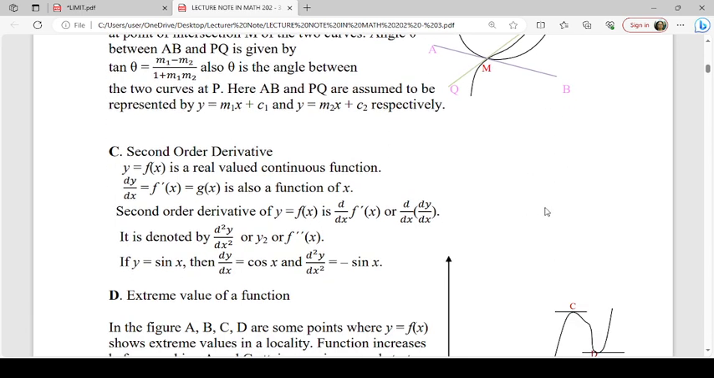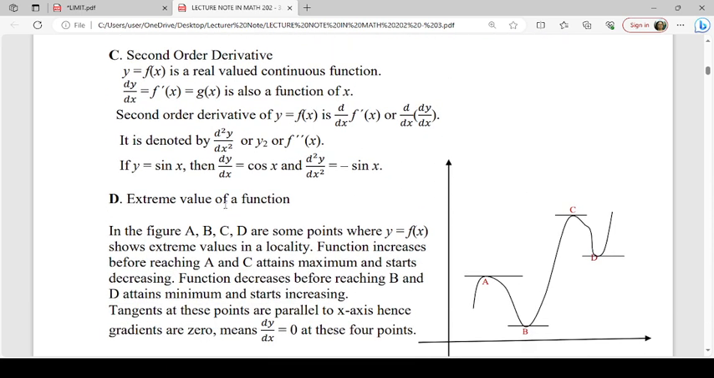Then second order derivative. So d2y/dx2 is the derivative of dy/dx, and this is necessary for finding extreme value of a function. So to find extreme value of a function, we need to find a value for the second order derivative.